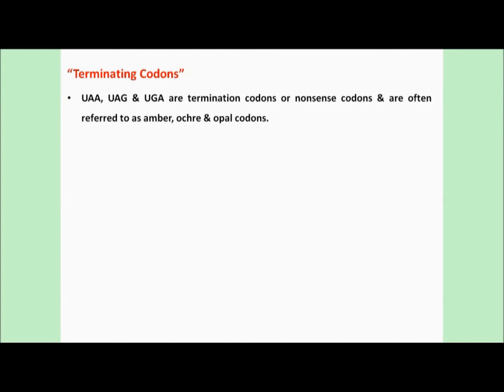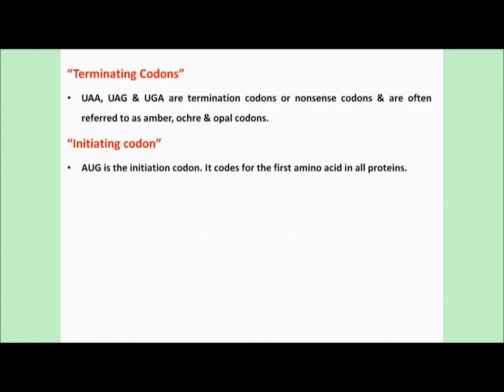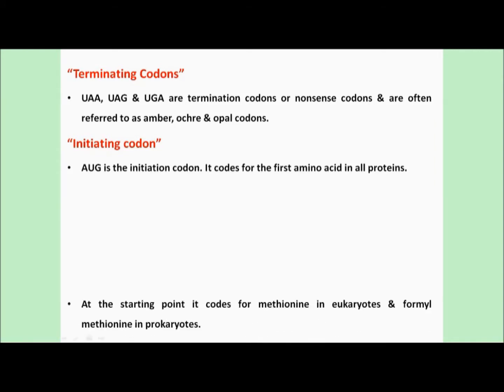These three codons are generally known as the termination codons, or they are also regarded as nonsense codons, because they always stop the process of protein synthesis. These three are generally referred to as amber, ochre and opal codons, right? The next one is your initiating codon. AUG is regarded as the initiation codon. It generally provides the first amino acid in all the proteins.